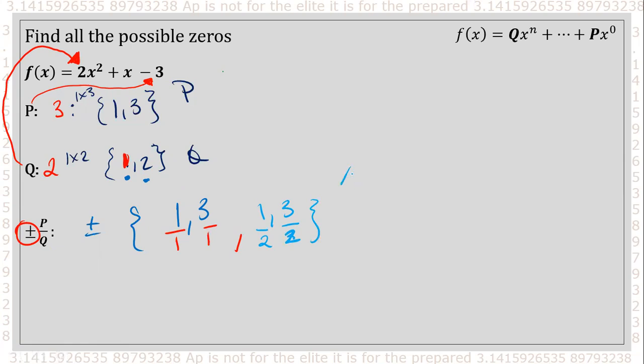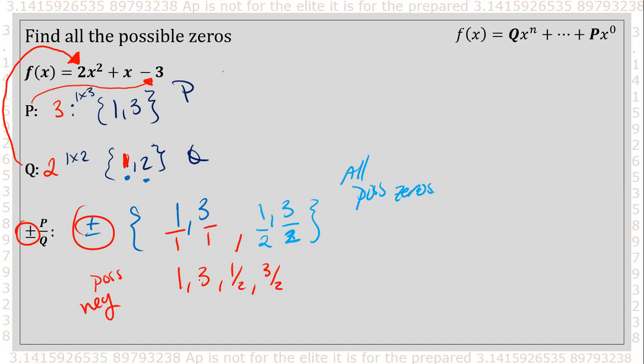These are all the possible zeros. Now, what I like to stamp is this plus and minus, meaning this 1, this 3, this 1/2, this 3/2. Those are all for the positive and negative, meaning you have 1, 2, 3, 4, 4 positive and 4 negative. In total, you have 8 possible zeros.